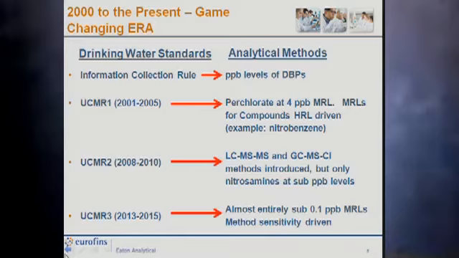UCMR3, which is currently ongoing, is a completely different kettle of fish. In this case, without exception, the only exception being chlorate, everything is at levels that range from 0.1 part per trillion for testosterone to around 0.1 to 0.2 part per billion for a few of the VOCs. And everything is now suddenly method sensitivity driven and not driven by the health reference levels. So this is where we as analytical chemists get to have fun.